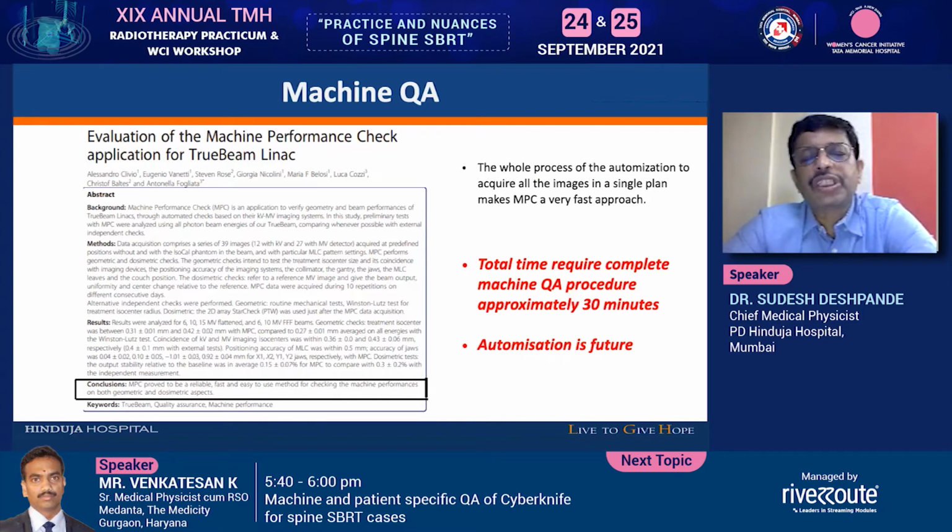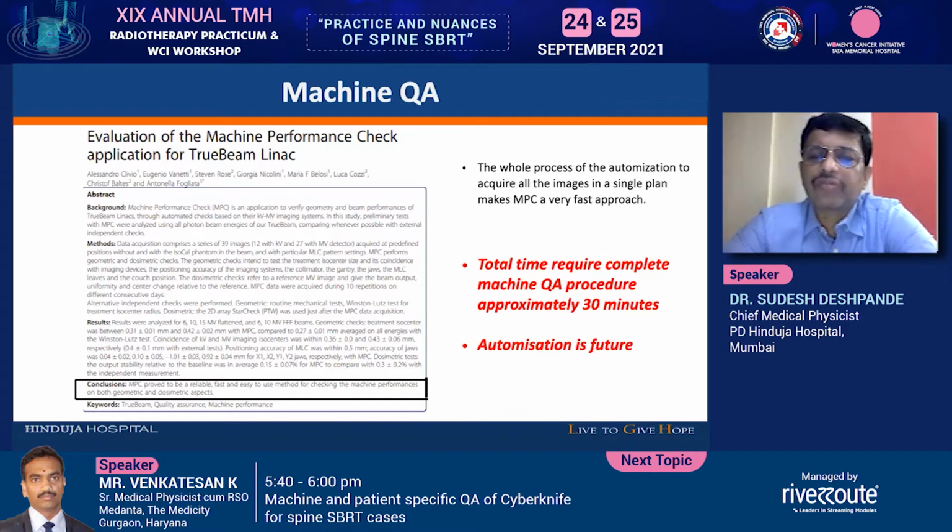Machine Performance Check is an automation process where most of the tests mentioned in Task Group 142 are under one plan. We just have to expose the one plan and we get the results. So the total time required to complete the machine QA is now 30 minutes. 30 minutes is not a bad thing. We can definitely spare 30 minutes and get the results of nearly 25 to 30 tests. So automation is the future.